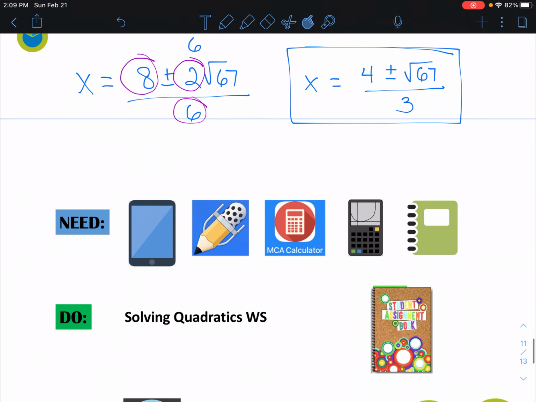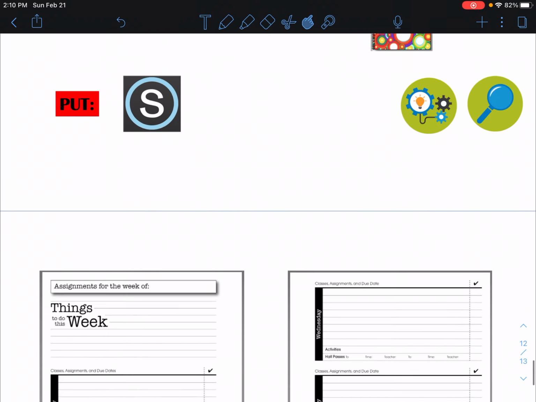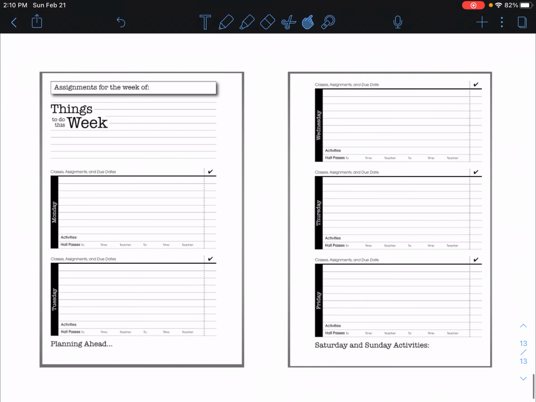All right, so now you know how to do all the other kinds of solving quadratics. You should know how to do all 5 now. Write this into your planner, and then go ahead and do that. Put it in your planner in the appropriate spot, and then check it off when you turn it in.